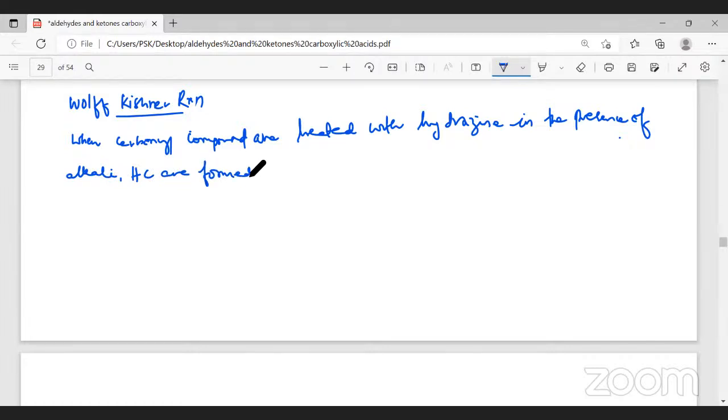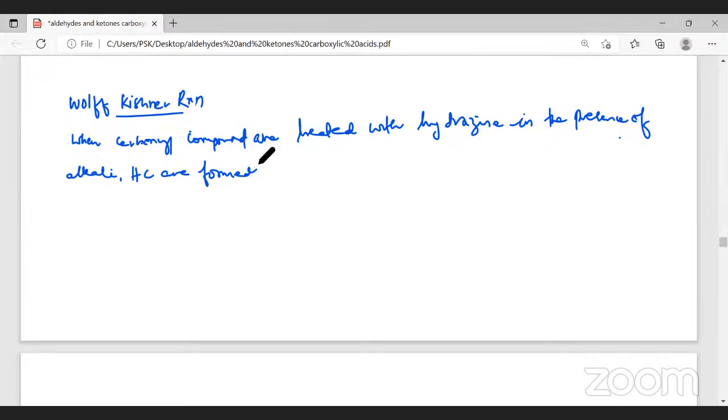This reaction is called the Wolff-Kishner reaction. Now, for an example, if you take a simple molecule like acetone, hydrazine we have learned already, condensation reaction we have learned, NH2 is hydrazine. So what happened? H2O gets eliminated as water. In place of O, this nitrogen gets bonded.